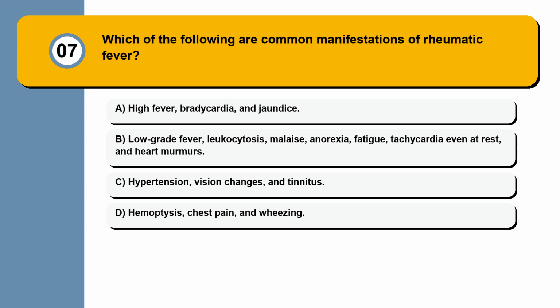Question 7. Which of the following are common manifestations of rheumatic fever? High fever, bradycardia, and jaundice. Low-grade fever, leukocytosis, malaise, anorexia, fatigue, tachycardia even at rest, and heart murmurs. Hypertension, vision changes, and tinnitus. Hemoptysis, chest pain, and wheezing.